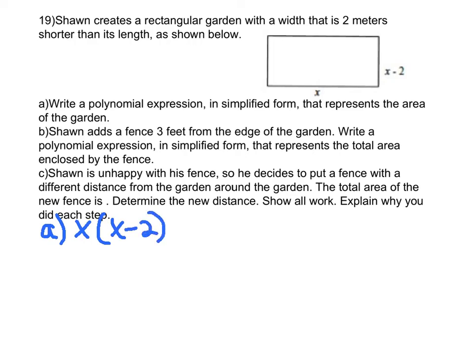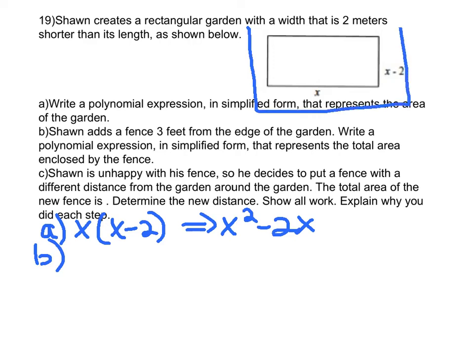Now if you take a look, they asked you to write it in simplified form. So that means they want you to actually write it as x squared minus 2x. I just did the distributive property there to get that. Now in B, they're telling you that Sean adds a fence 3 feet from the edge of the garden. Alright, so that's what we're going to do now. We're going to add this fence on the outside.